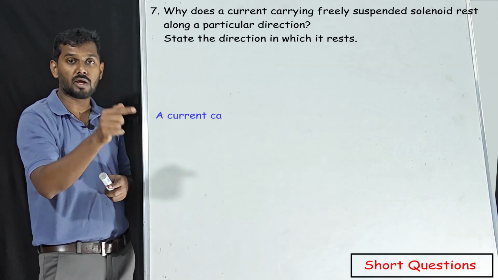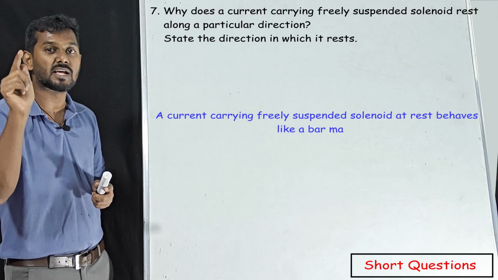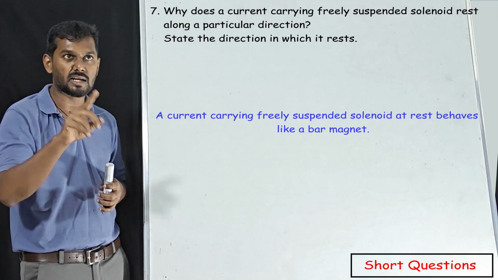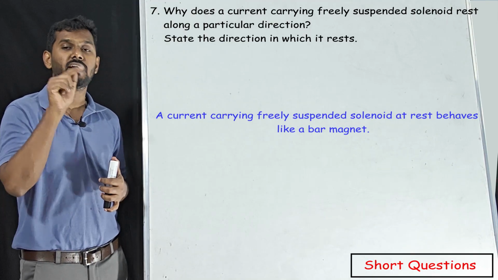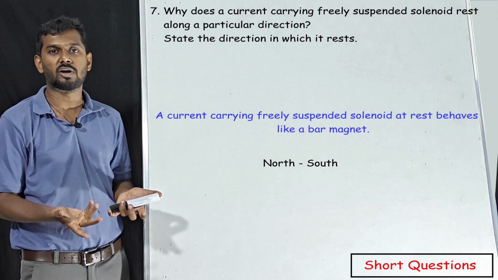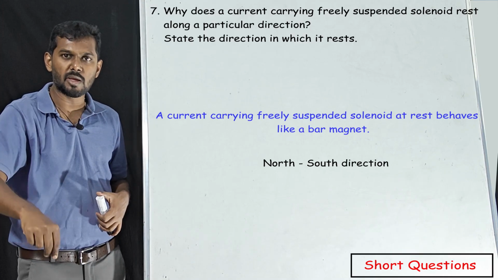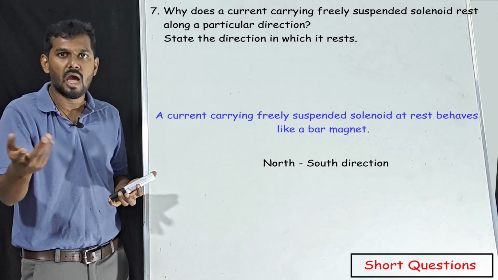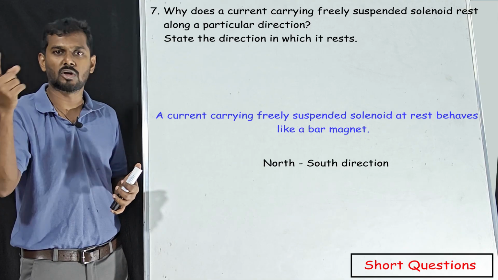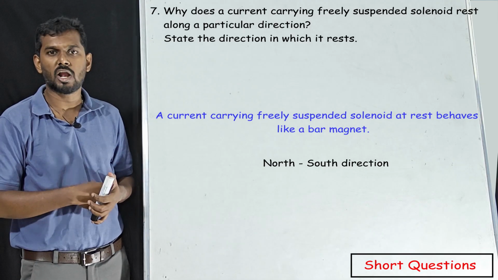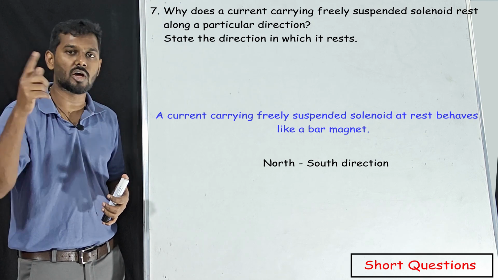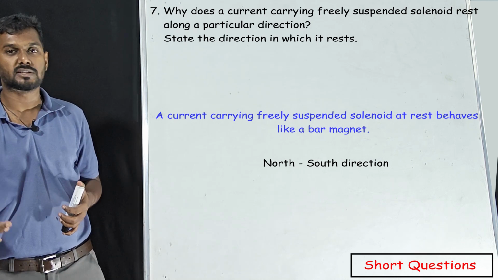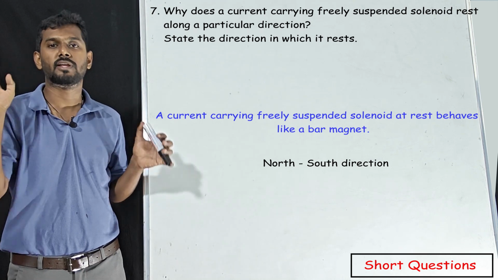Because a current carrying solenoid behaves as a bar magnet. That is the answer for the first sub question. State the direction in which it rests. North south direction, because we know whenever we suspend a bar magnet freely, it always rests in north south direction. A current carrying solenoid behaves as a bar magnet, so it also rests in north south direction whenever it is suspended freely.